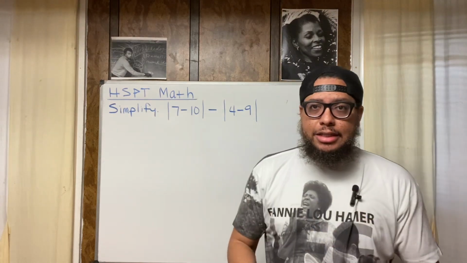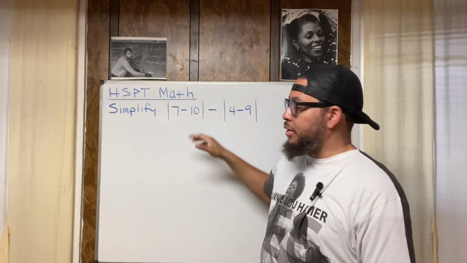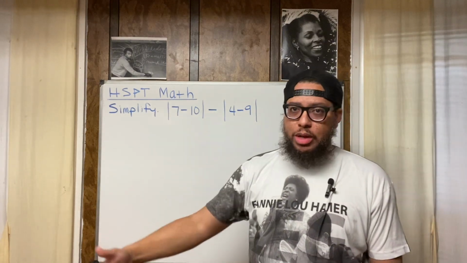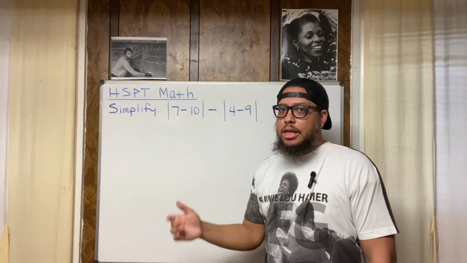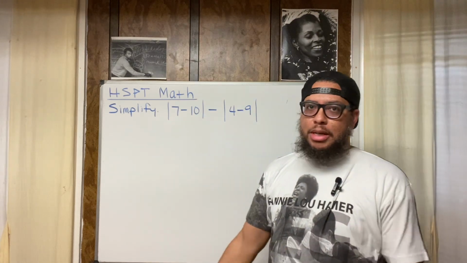I'm going to say it again because it's that important. You simplify the expression that is inside the absolute value bars first. Then you apply the absolute value. So, no, you should not be changing this negative 10 into a positive 10 and then doing 7 plus 10. That's a very common rookie mistake. Don't make that rookie mistake.